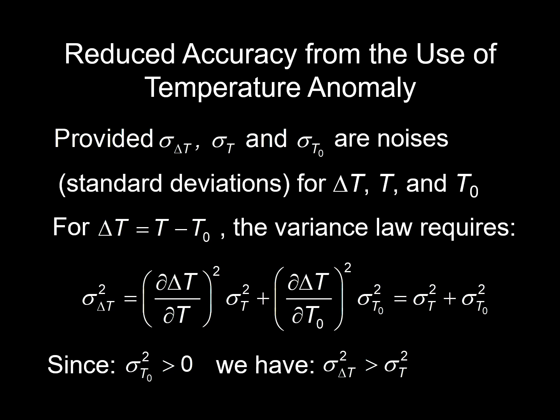Since the two derivatives both equal 1, the equation becomes the sum of the square of σ_T and the square of σ_T0. This is known as the variance sum law. As long as the noise of the baseline period σ_T0 is not zero, the variance sum law says the noise of the anomaly is bigger than the noise of the absolute temperature and thus less accurate.